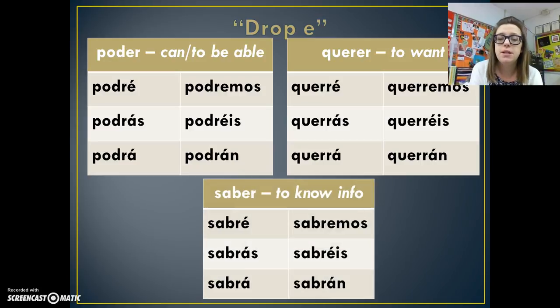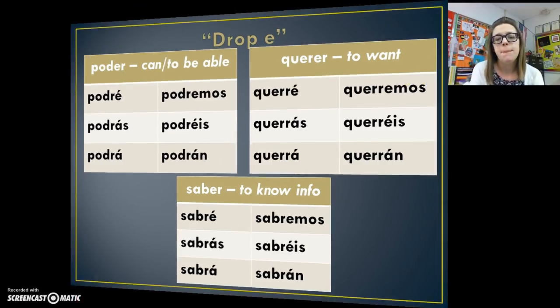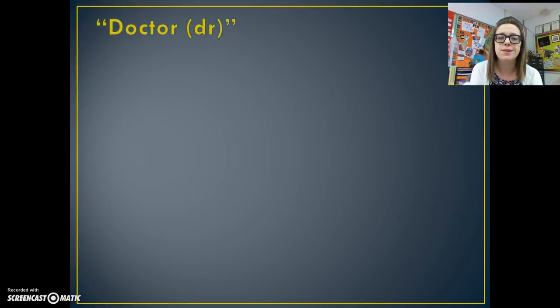The last one is saber in this group. Saber means to know information. The yo form is sabré, tú sabrás, él sabrá, nosotros sabremos, vosotros sabréis, and ellos sabrán. All right, next group is our doctor verb group.